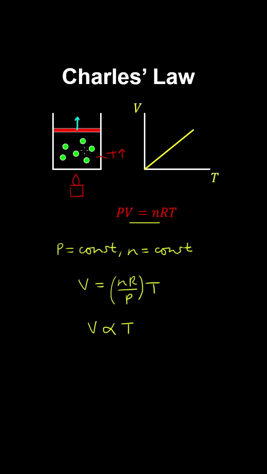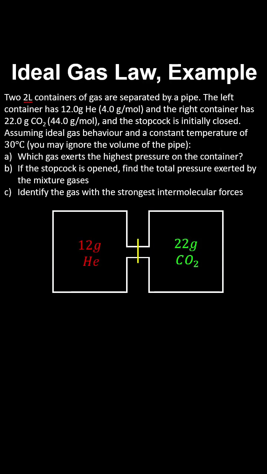And really have a think about this. Two 2-liter containers of gas are separated by a pipe, and the left container has 12 grams of helium and the right container has 22 grams of carbon dioxide, and the stopcock is initially closed.